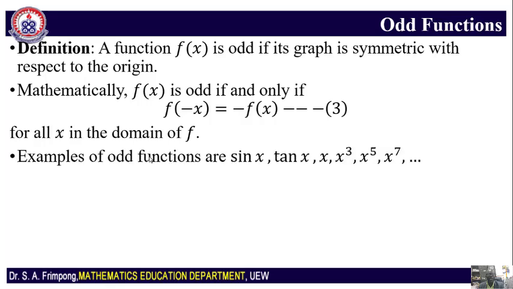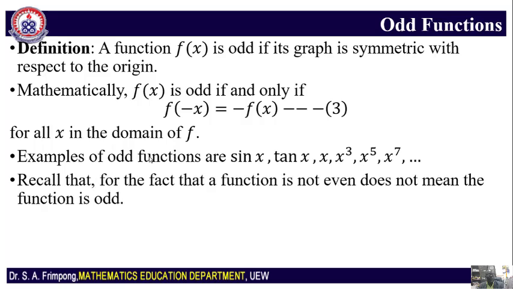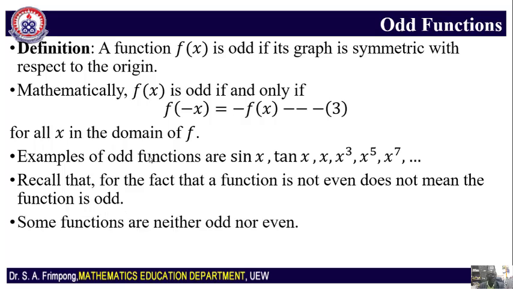So for example, sine is symmetric with respect to the origin. We know that from the symmetry. So is tangent, it is the same. And odd powers of x: x cubed, x to the power 5, x to the power 7, they are all odd functions. And you should also recall that the fact that a function is not even does not mean that the function is odd. We have already made that statement clear. So some functions are neither odd nor even. You have to keep this in mind so that you don't make that mistake.